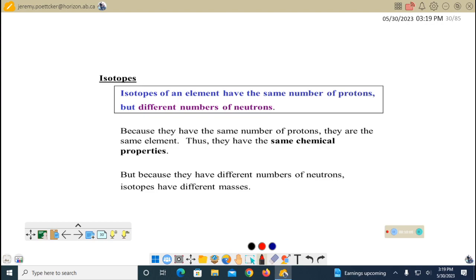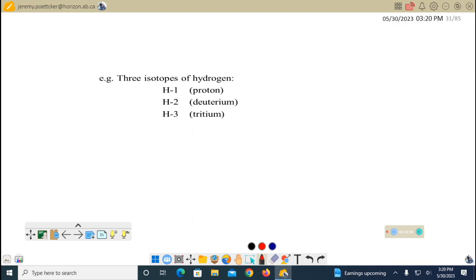All right, so isotopes is another thing we've got to talk about. You probably have heard about these in Science 10, Science 9, but it's been a while. So isotopes of an element have the same number of protons, but different numbers of neutrons. Because they have the same number of protons, they are the same element. That means that they have the same chemical properties, but because they have different numbers of neutrons, isotopes will have different masses. And at a nuclear level, that means we can do things with them differently. They will have different nuclear properties.